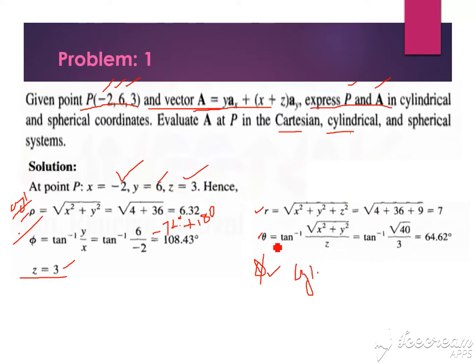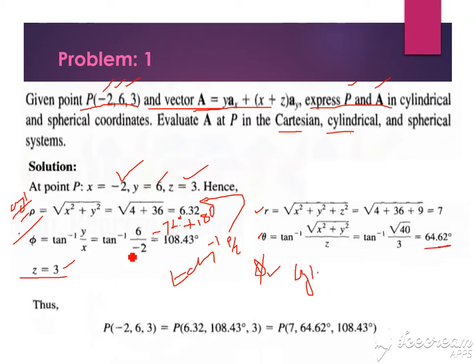Next we need to find theta. We already have the formula: theta is equal to tan inverse rho divided by z. Rho can again be replaced by square root of x squared plus y squared, divided by z. Simply substituting the values, we get 64.62. So now the answer: P is the given Cartesian value converted into cylindrical and spherical.